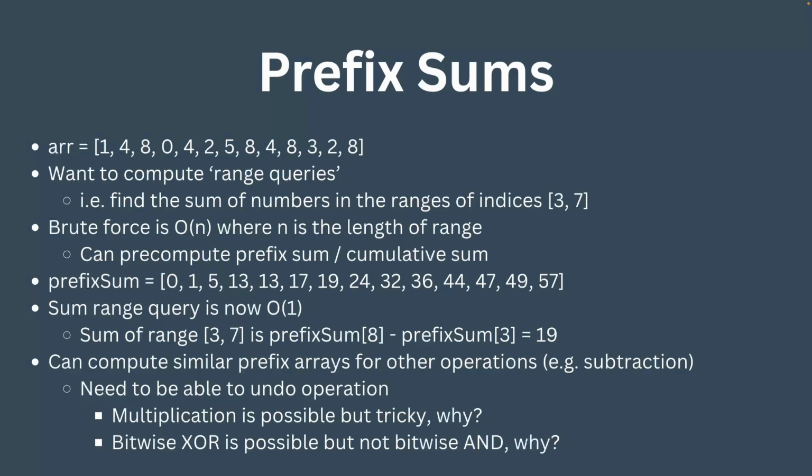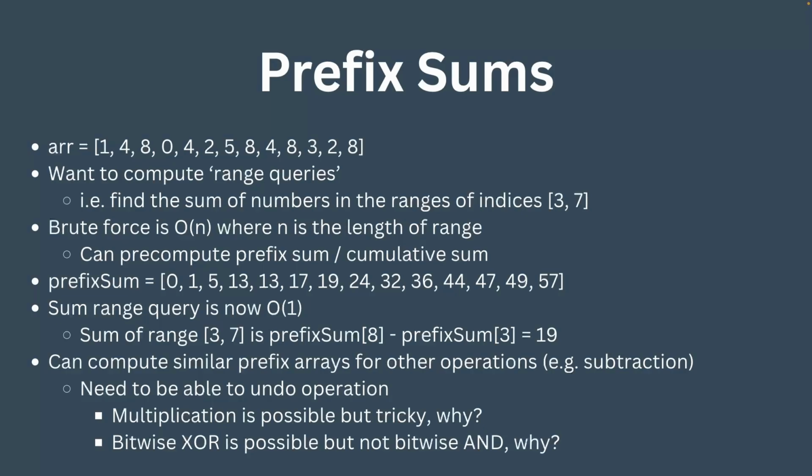So one thing we can do is use what's known as a prefix array, in this case a prefix sum, which is essentially just a cumulative sum. We start at 0, and then we do a cumulative sum of every element in the array. So we add 1, then we add 4, then we add 8, then 0, then 4, etc. Does that all make sense?